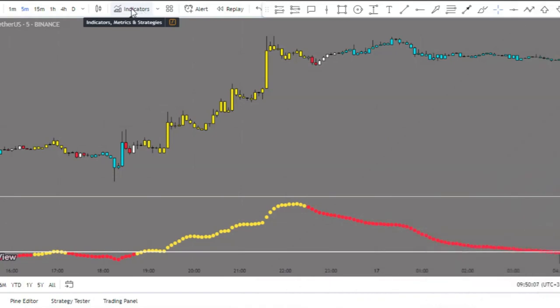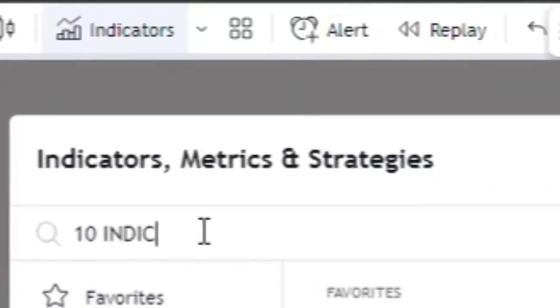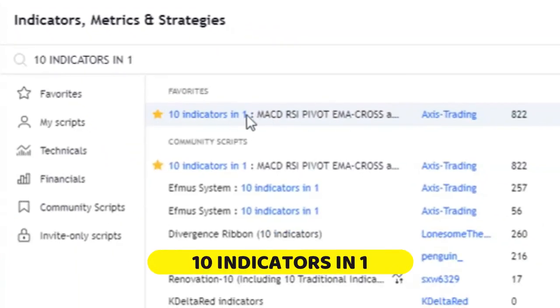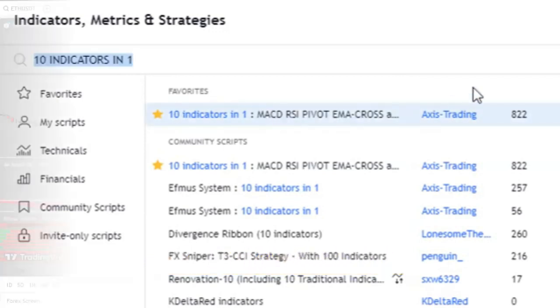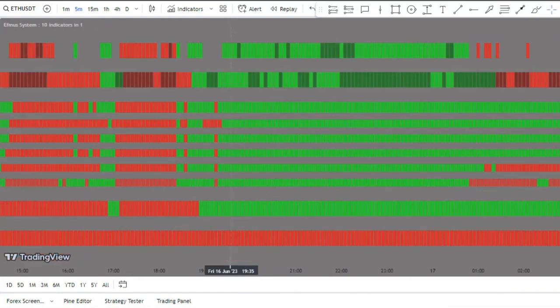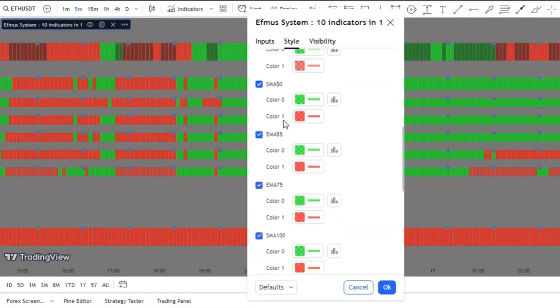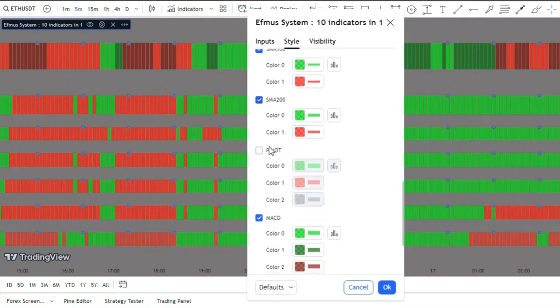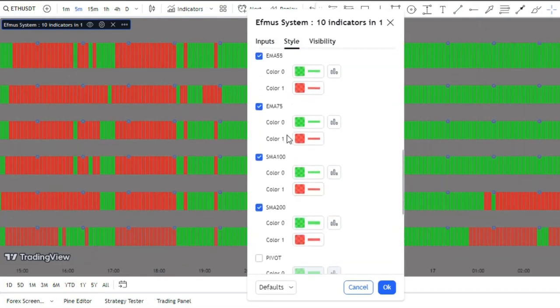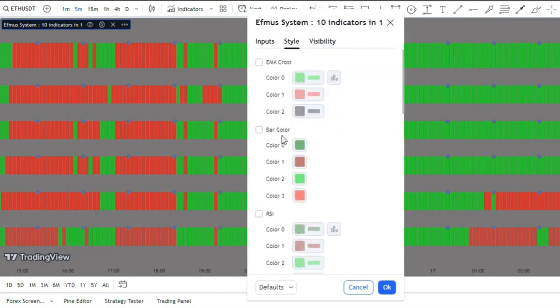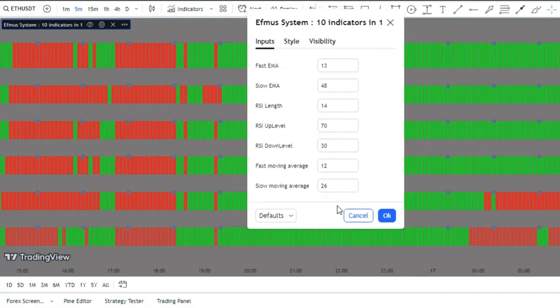Alright, for the next indicator, search for 10 indicators in one in the indicators section of tradingview.com and add that to your chart. As the name of this indicator suggests, it uses 10 indicators at once for confirmation, but we need to make some changes. So head over to the indicator settings and only turn on the options related to moving averages and turn off the rest of the options. The settings for the input section should be left on the default settings.